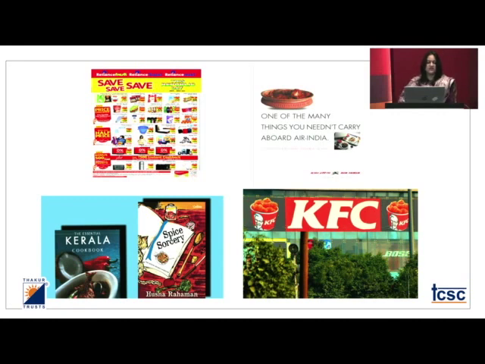If you can see the slide, you will understand that an ad of Reliance Fresh is obviously at a local level, because consumers from a specific radius are going to go to that shop and buy the product. A Kerala cookbook could be taken as a regional ad because it depicts a specific state. "One of the many things you needn't carry aboard Air India" is a typical national ad because it talks about Indian feelings about food. And KFC is an international brand, and the way they advertise is usually uniform, depicting their brand KFC. That is an international ad.